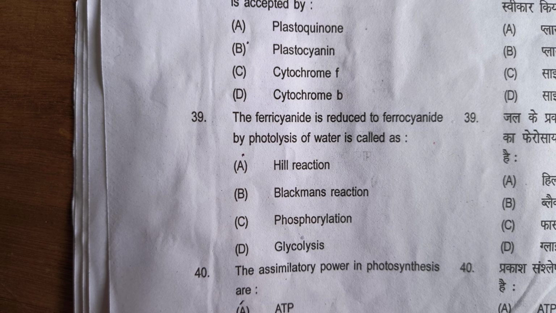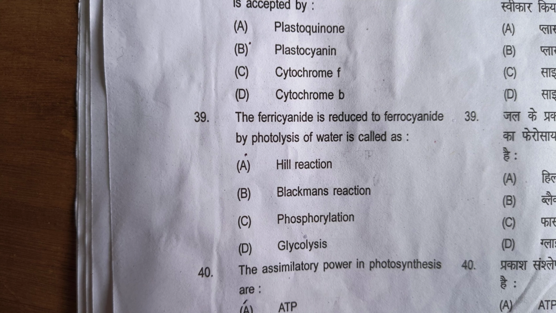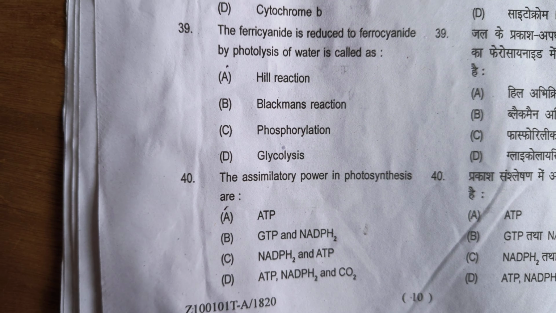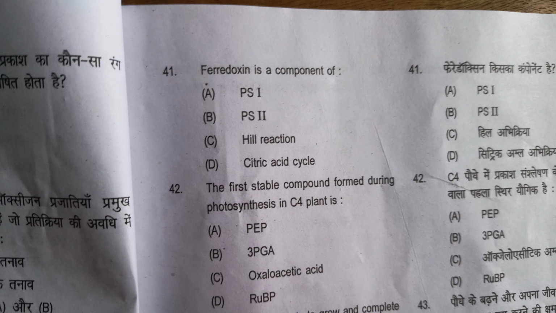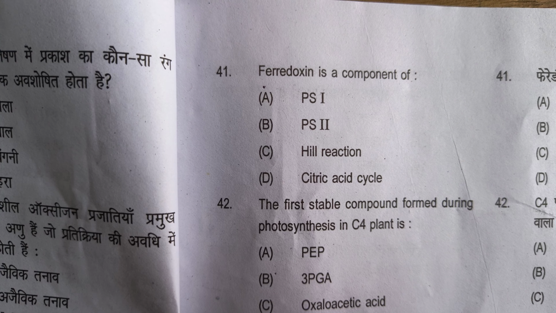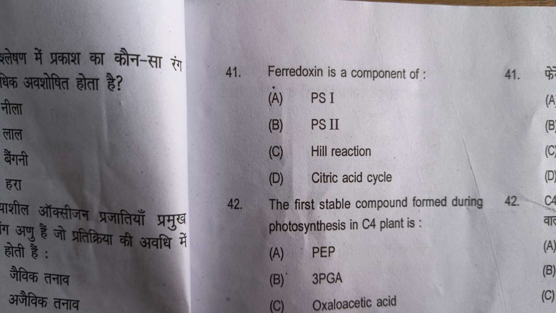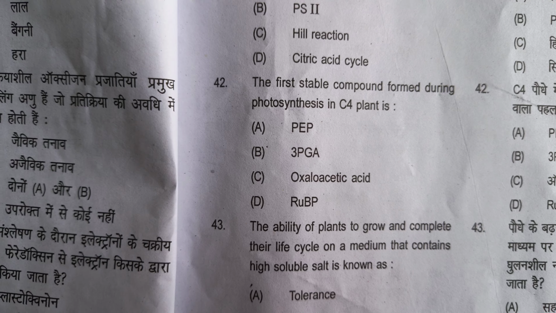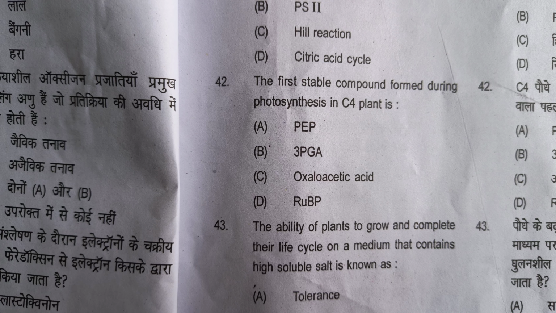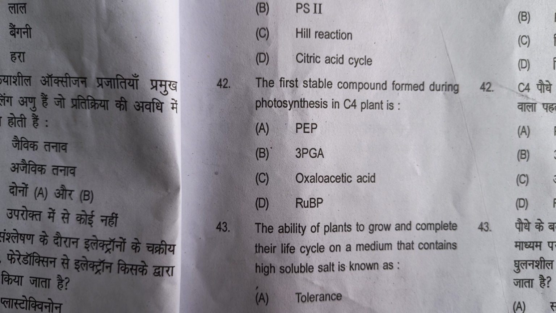Next, the assimilatory power in photosynthesis is ATP. Next, ferredoxin is a component of PS1. Next, the first stable compound formed during photosynthesis is 3-PGA. Option B is correct.